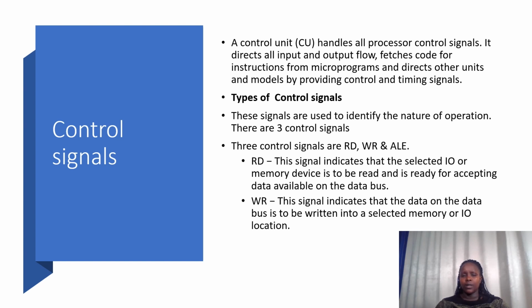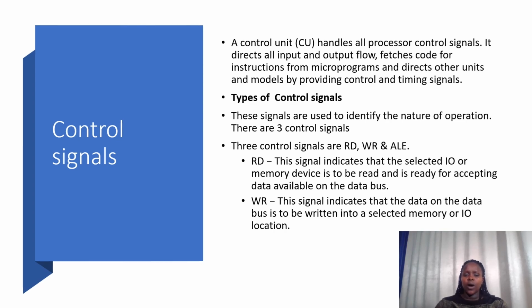The WR signal indicates that the data on the data bus is to be written into a selected memory or input-output location. It means that this WR or write signal indicates that the data on the data bus is to be written to the input-output system or the memory location.